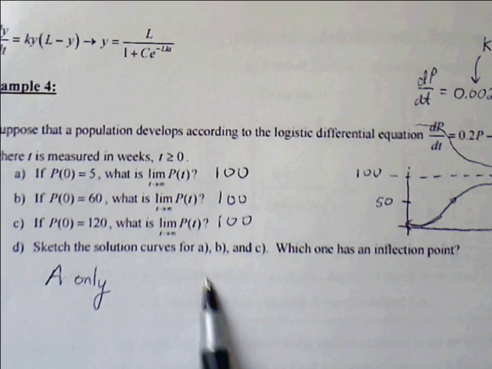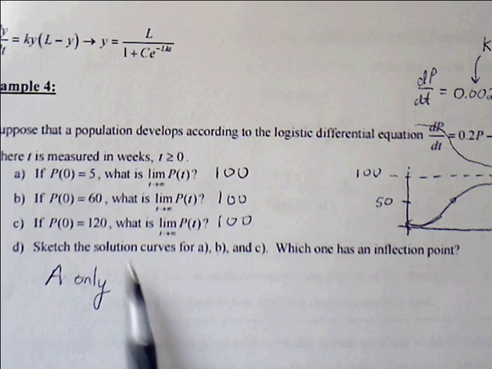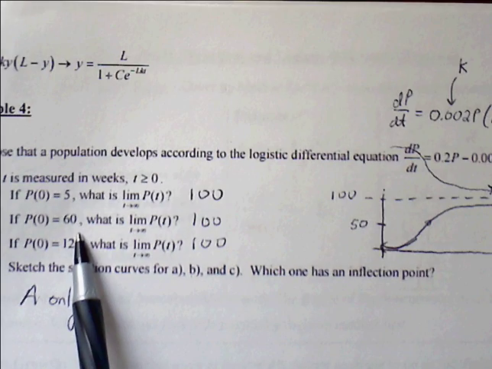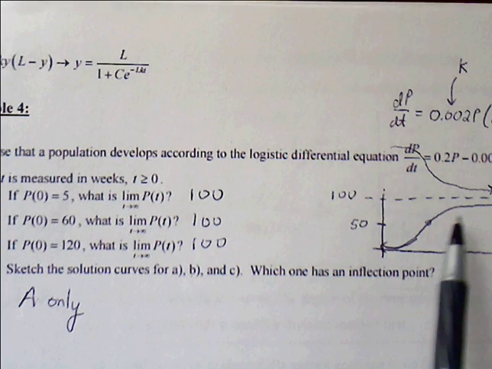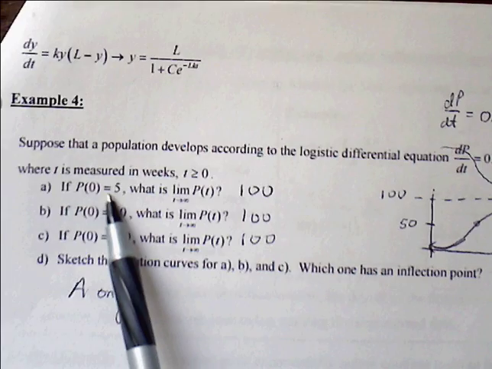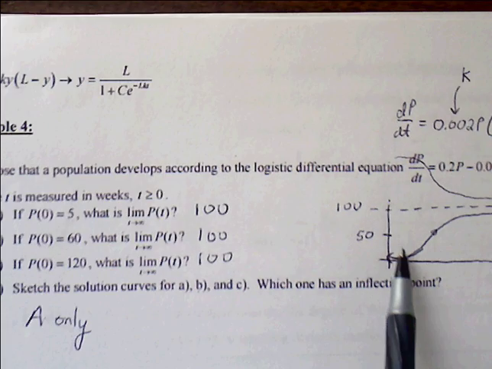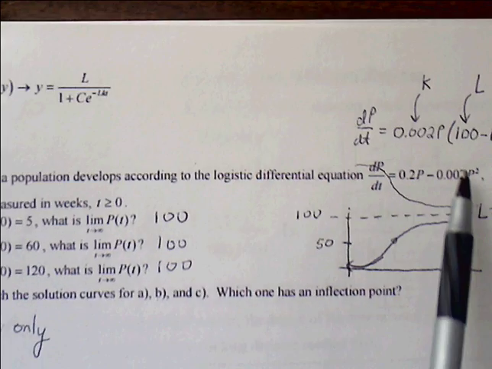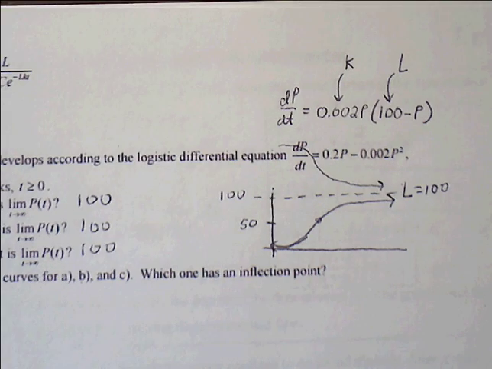Okay, so which one has an inflection point? The only one that has an inflection point is going to be A, because B is going to be too high up. So if P of 0 is equal to 5, that's the only graph that will hit the inflection point, which is 100 over 2, which is 50.